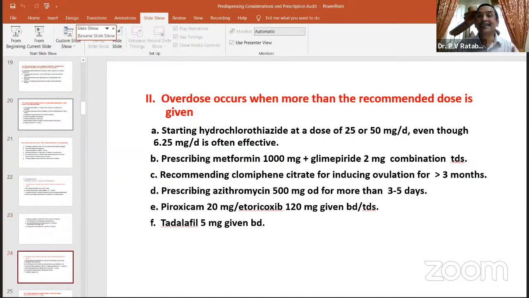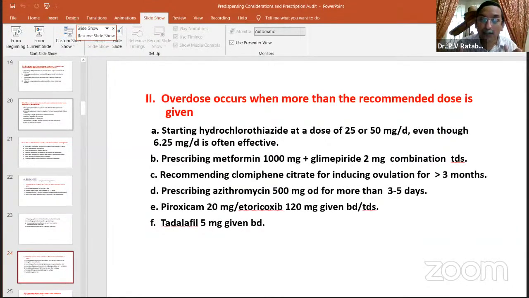Overdose occurs when more than the recommended dose is given. You must have come across so many prescriptions in your pharmacies where a high dose is being prescribed wrongly. Like starting hydrochlorothiazide at a dose of 25 or 50 milligrams per day, even though 6.25 milligrams per day is often effective. So as low as 6.25 milligrams per day is effective. So starting at 25 milligrams or 50 milligrams is an absolutely wrong habit.